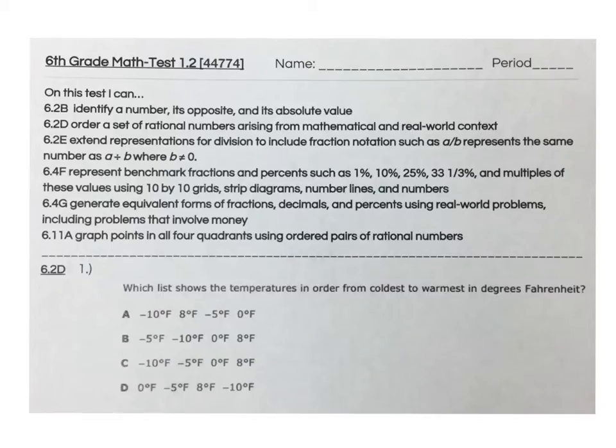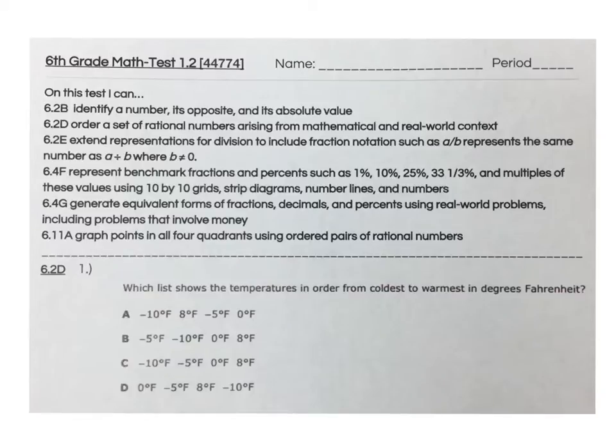6th grade math test 1.2. On this test, I can 6.2b identify a number, its opposite, and its absolute value. 6.2d order a set of rational numbers arising from mathematical and real-world context.